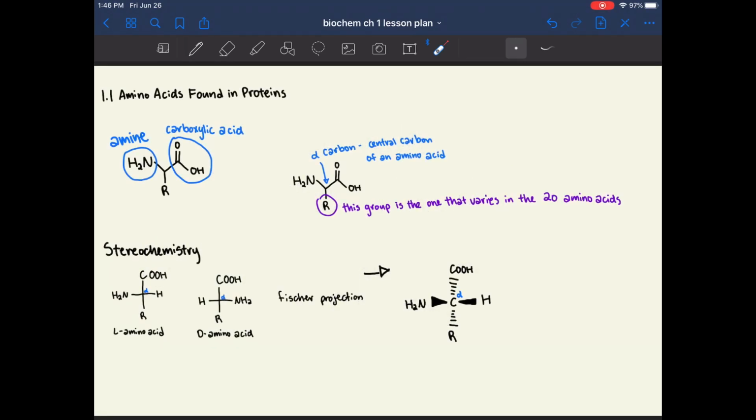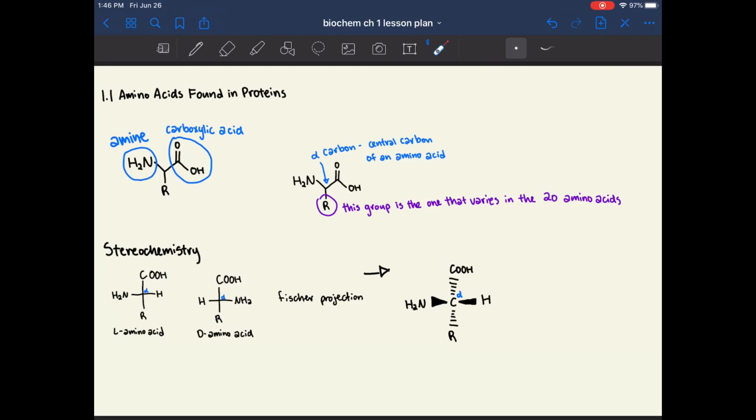The reason why amino acids are called amino acids in the first place is because they contain this amine, as well as this carboxylic acid group. And these are functional groups that you should be familiar with from organic chemistry, and in this series I'll assume that you have a basic knowledge of organic chemistry.